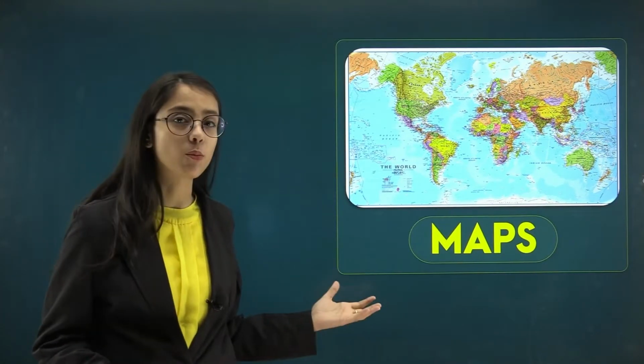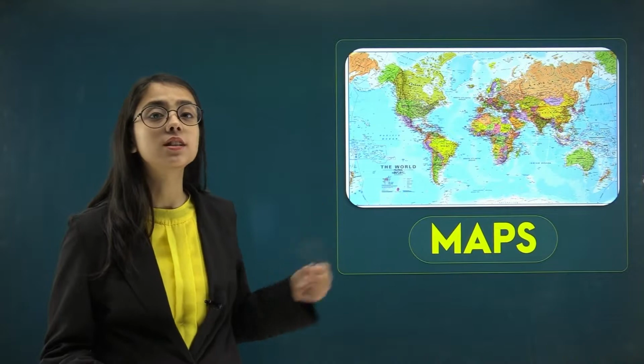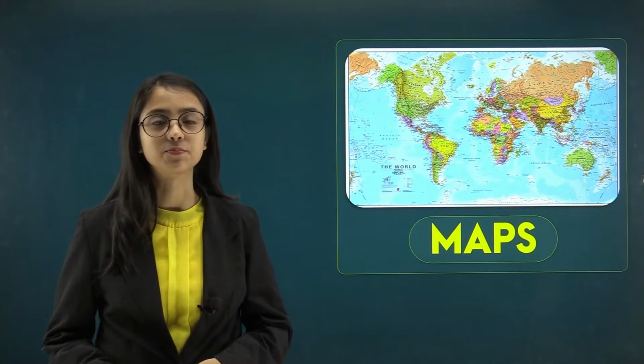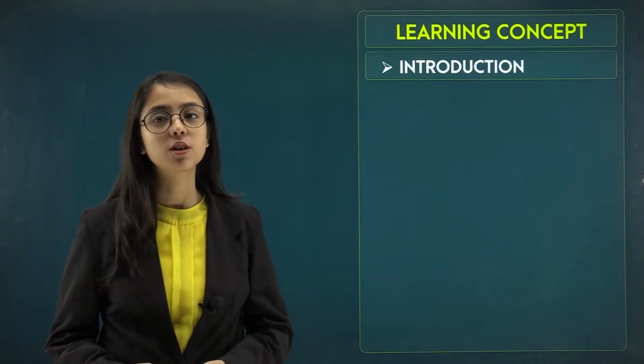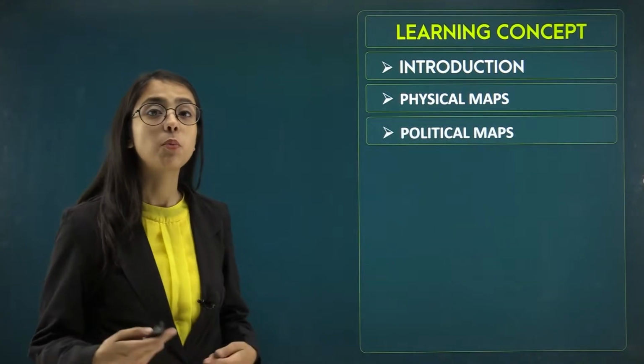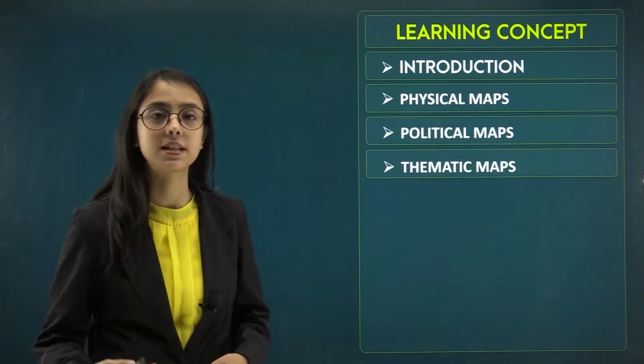How are maps formed? What is their significance? What are the things that we need to keep in mind while making maps? So let's begin. In this chapter we are going to learn the following. We will see what are physical maps, what are political maps, and what are thematic maps.